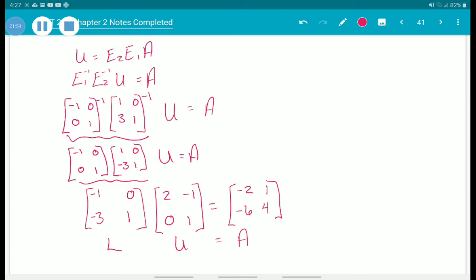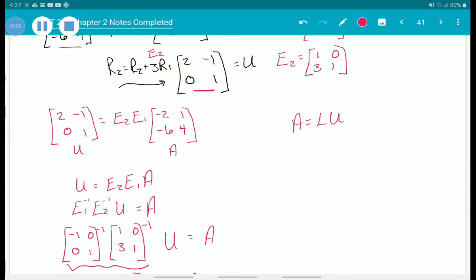Now, this is not unique. You could have chosen different row operations. So think about what we're doing, what your goal is. So let's write out some steps.